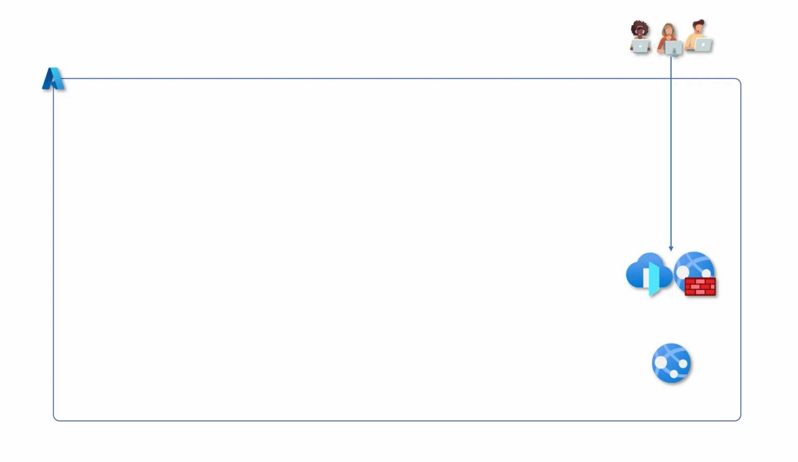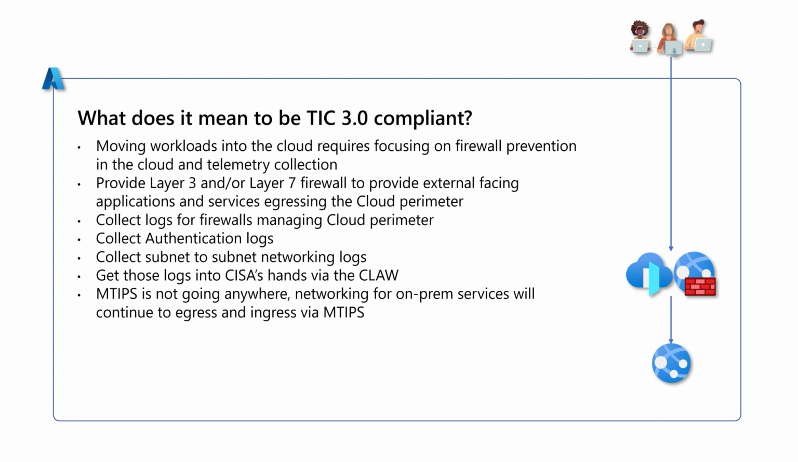What does it mean to be TIC 3.0 compliant? It's really about moving your workloads into the cloud and having a firewall between the user and the service such that the user connects to the service at the cloud's edge. MTIPs and TIC 2.0 services are not going away. These two capabilities are going to live side by side.